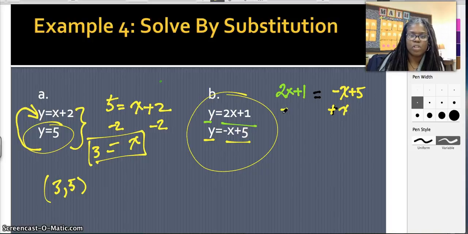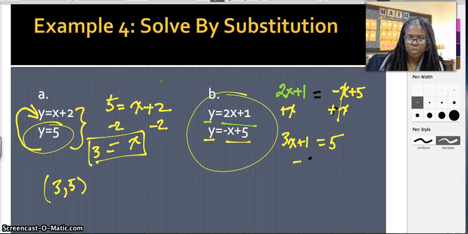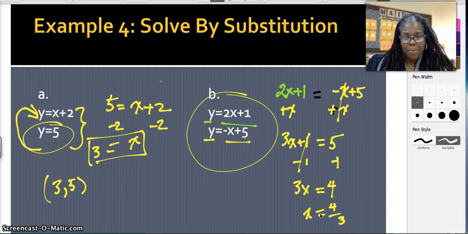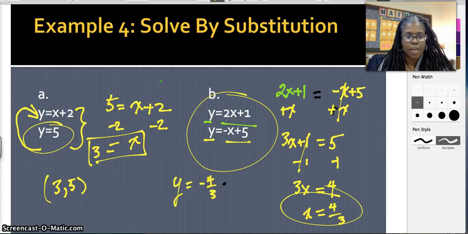I'm going to move my x's over to the left side. When I do that, I'm left with 3x plus 1 is equal to 5. Subtract 1 on both sides, and I get that 3x is equal to 5 minus 1, which is 4. This doesn't come out really pretty, but that's okay. x is equal to 4 over 3. To figure out what y is, I'm going to plug x into either one of these equations. Let's plug it into the second. y is equal to negative 4 over 3 plus, to make this more convenient, I'm going to call 5 15 over 3. Notice that y is equal to 11 over 3.